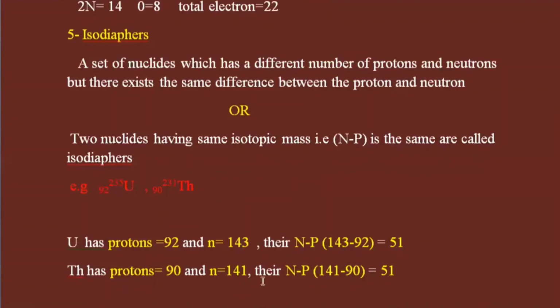And when you take the n minus p value of thorium, it also becomes 51. As both have the same n minus p value, they are isodiaphers of each other. Different elements having the same n minus p value are called isodiaphers of each other.